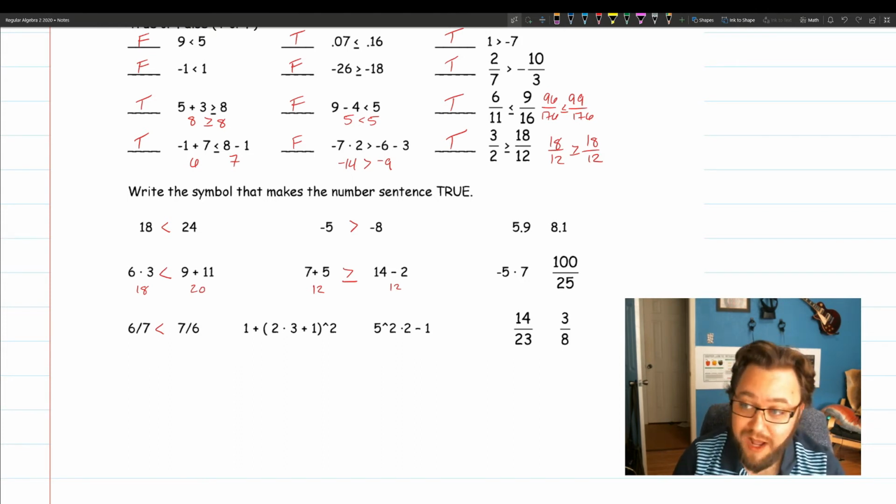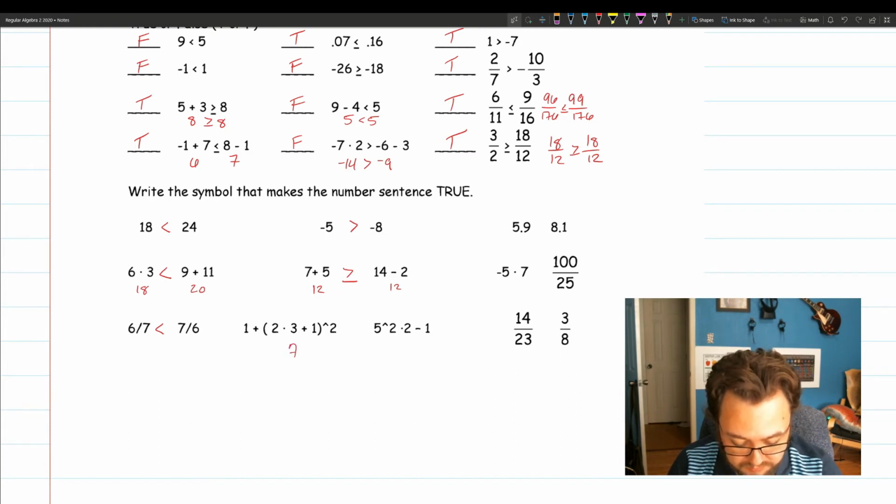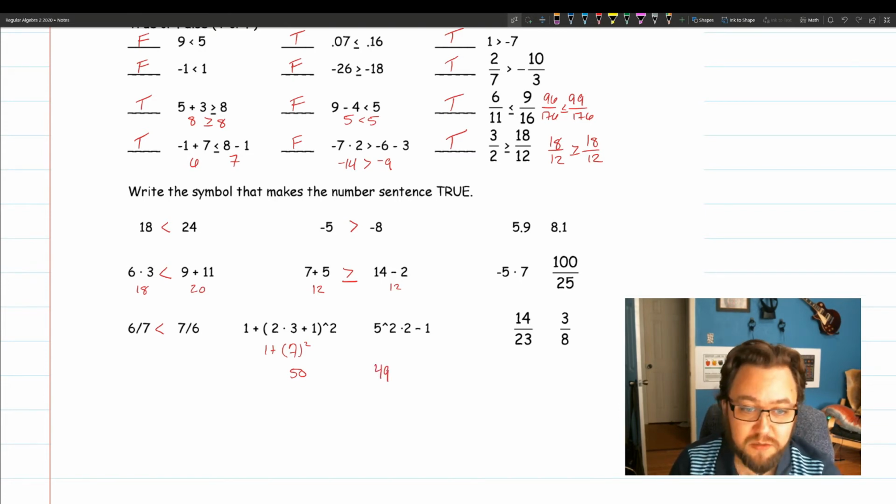Going down, order of operations. So I have 2 times 3 is 6. 6 plus 1 is 7. So that's what the parentheses boiled down to. 7 squared is 49, plus 1 is 50. On the other side, I've got 5 squared, which is 25. 25 times 2 is 50, and 50 minus 1 is 49. So the right symbol here is going to be 50 is greater than 49.